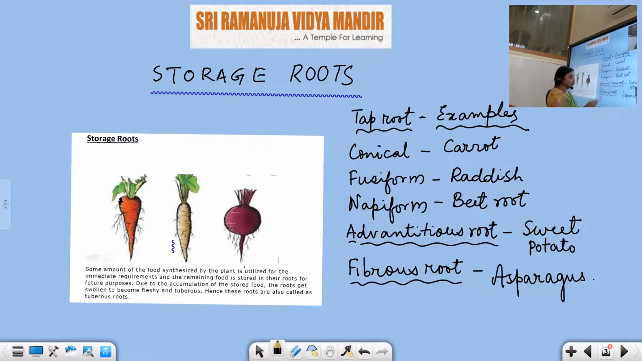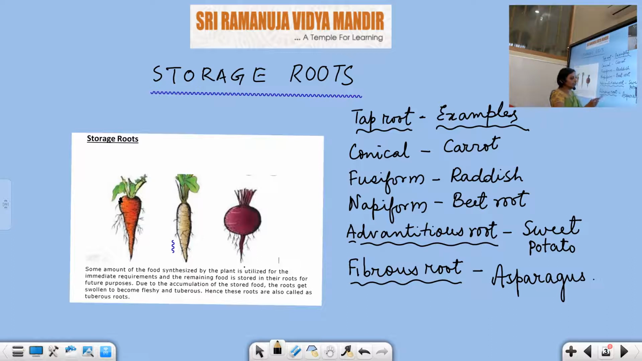And adventitious root. So these are in shapes: conical shape, spindle shaped, and top shaped. In adventitious root, sweet potato is an example, Ipomoea batatas. Here, sweet potato's shape is irregular. It is a tuberous root, but irregular in shape.